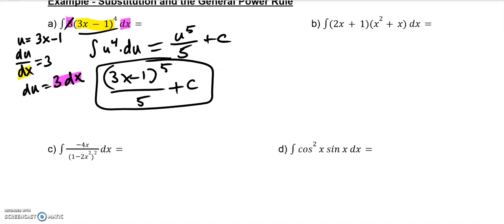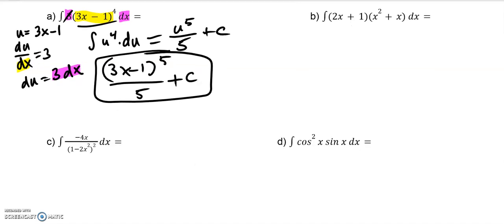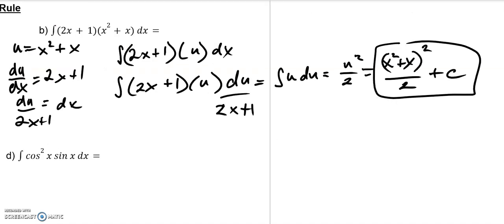Look for the patterns as you're doing them. So pause the video, try those, and then come back. First one, you notice right here, my u is x squared plus x, because the derivative of x squared plus x is 2x plus 1, which is going to simplify nicely with that.